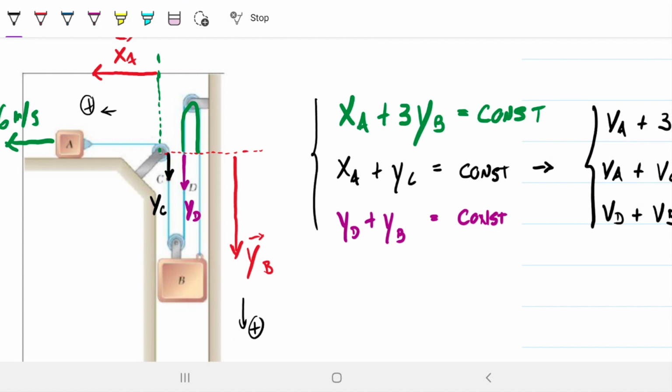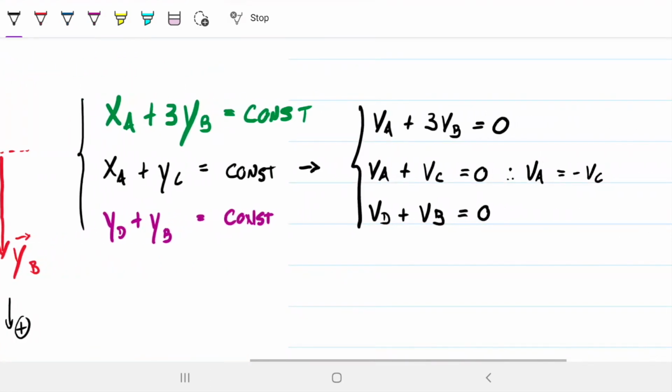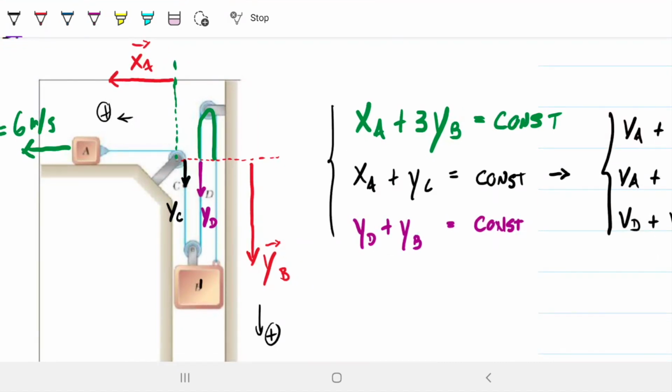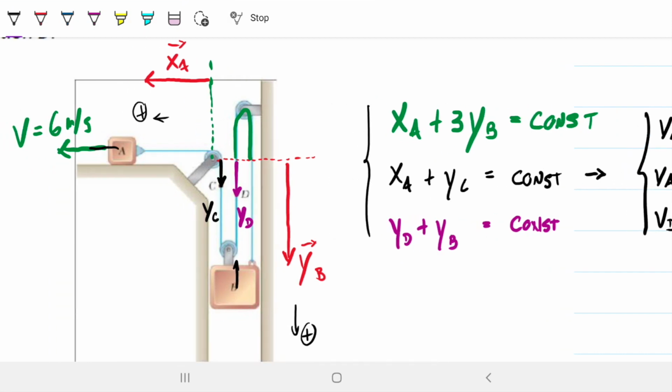Likewise, VD and VB. If my YB is increasing, then my YD has to be decreasing, and vice versa. And this is what this one is saying here: VD has to be minus VB. And finally, this one, which is probably the most important one, is the one that says the velocity of A is three times greater than the velocity of B. Because for B to move 1 centimeter upwards, these 3 ropes have to move 1 centimeter each, whereas in A, if this one moves 1 centimeter leftwards, then only this rope here has to move 1 centimeter leftwards.